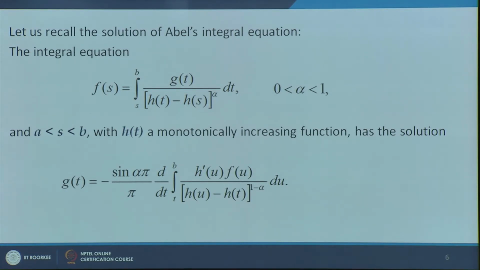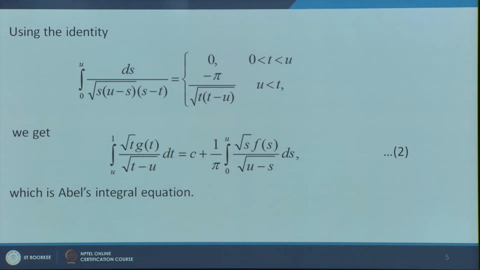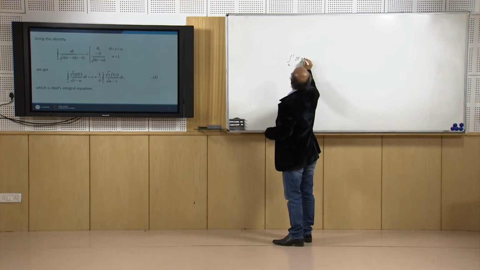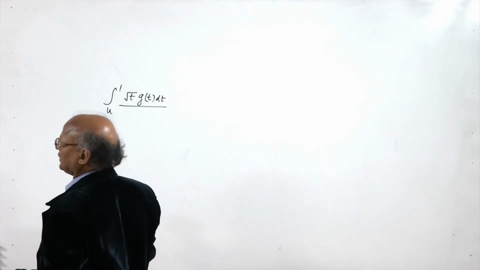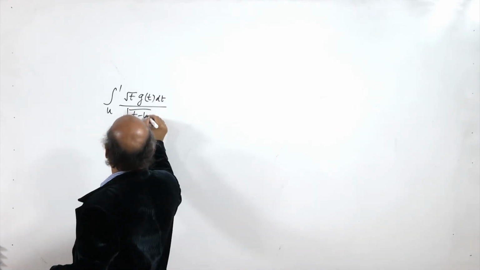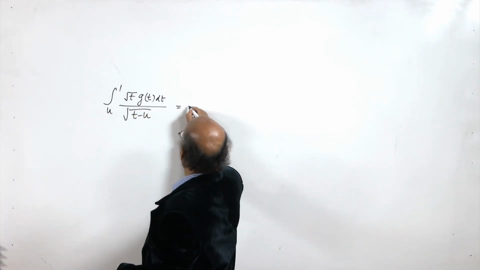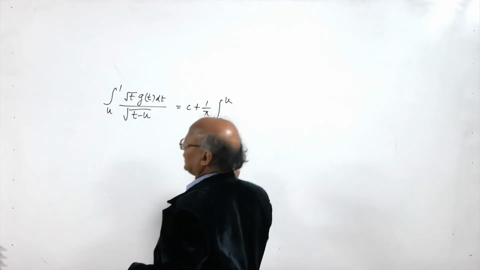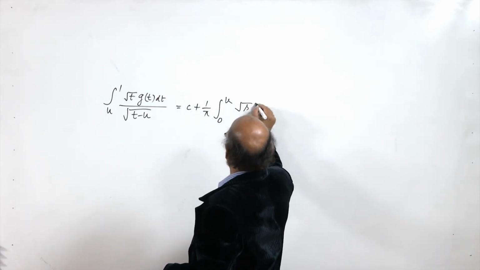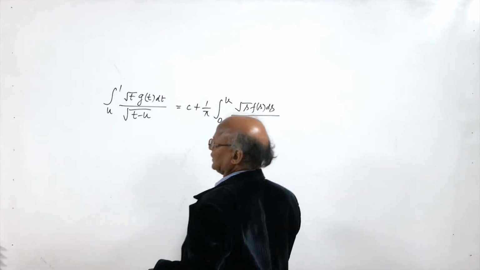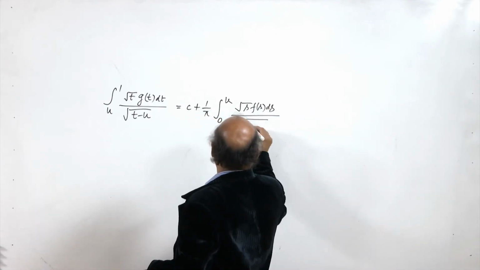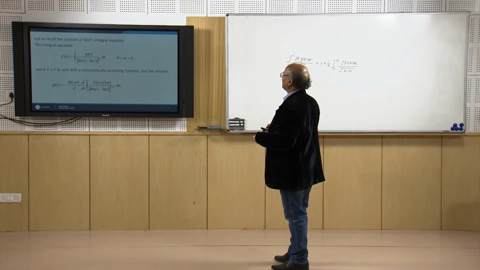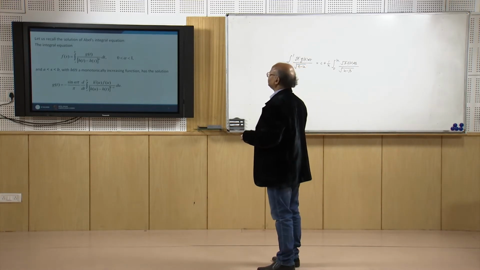Now let us see what we have. This is our equation: integral u to 1 root t gt dt divided by square root t minus u is equal to c plus 1 over pi integral 0 to u root s fs ds divided by square root u minus s, and we will be using this result. So let's see how we make use of this result.